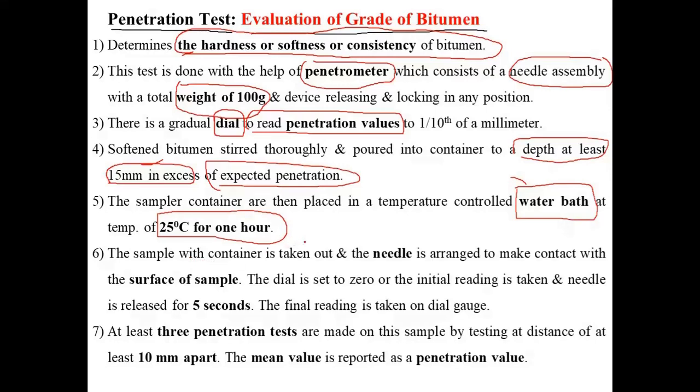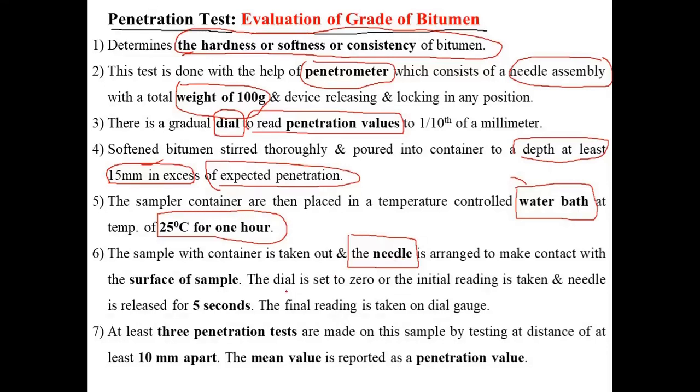So there is a penetrometer. In that penetrometer, below the needle, we have to keep the container. The penetrometer consists of a needle with weight. We are saying the needle assembly with weight is 100 gram. Now we have to arrange that the needle should touch the surface of the bitumen in the cup. After that we have to start the penetration.